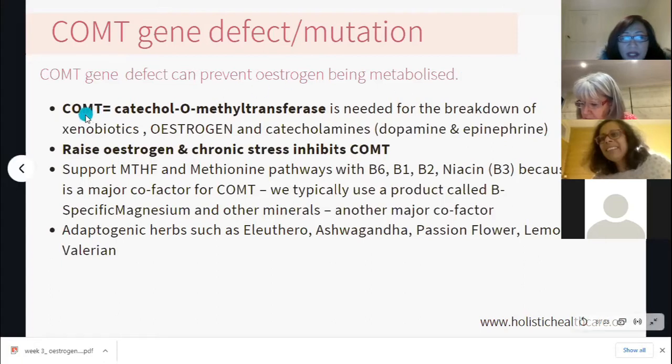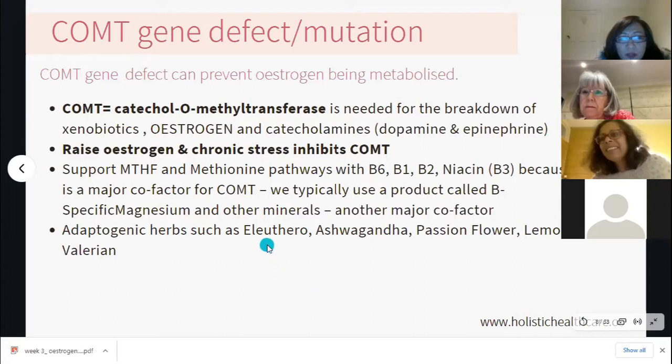So here it can make it work really fast, which means that it's breaking down all these things really quickly, so you haven't got enough of it. Then you end up with depression, because you're breaking down dopamine and adrenaline and epinephrine too quickly, and it's breaking down estrogen too quickly. Or it can be the opposite. It can slow it down, so it may work too much or it may work too little. But most of the time we see it working too little rather than too fast, if you know what I mean, in terms of the amount of symptoms that people get when they have COMT gene defect.